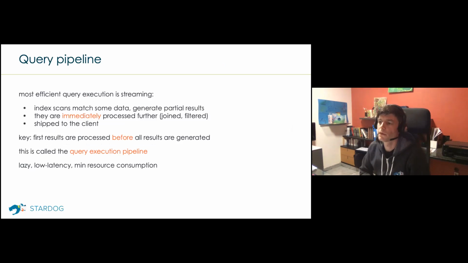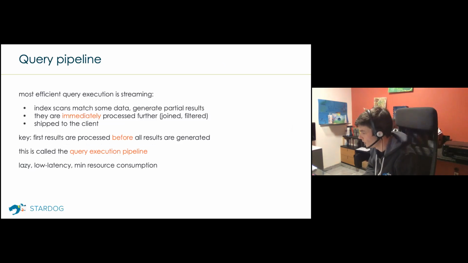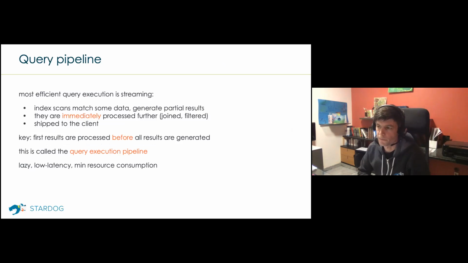Okay, so the last thing I probably say at this point is how performance problems happen when they are not related to any kind of combinatorial explosion inside the query. So the most efficient query execution is streaming. So the scans, they match some data, or the BGPs, they match some data in the graph, they generate some results. Those results, they get processed even before all of the results are matched in the graph. They are immediately processed, filtered, joined, they start moving up the pipeline.